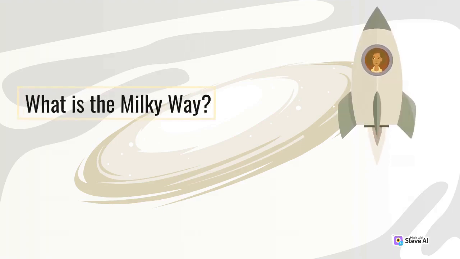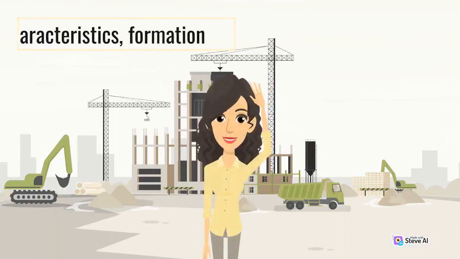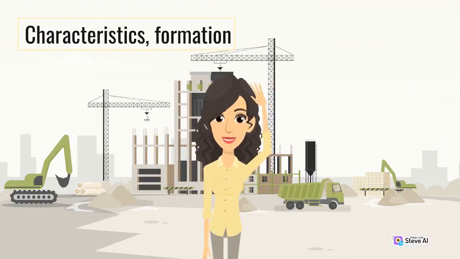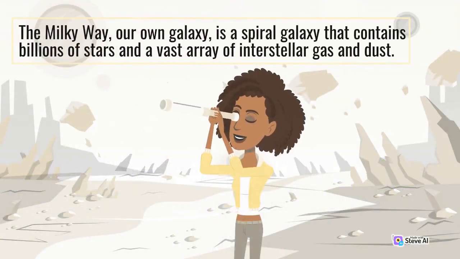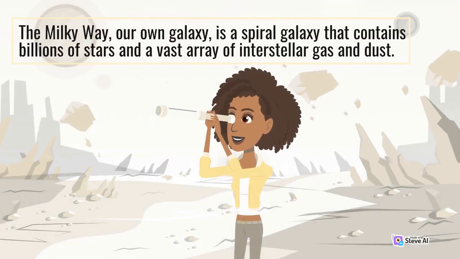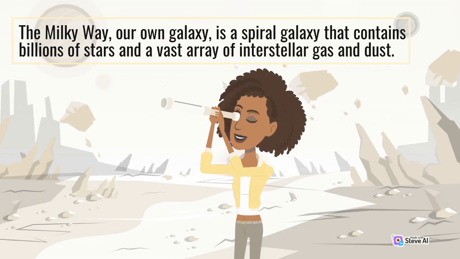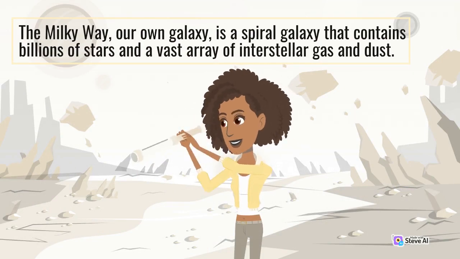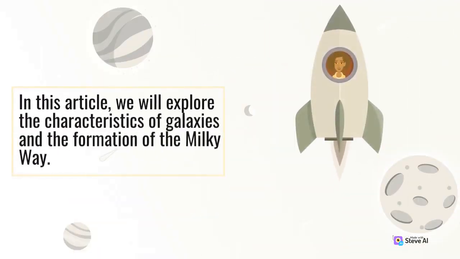What is the Milky Way? Characteristics, formation. The Milky Way, our own galaxy, is a spiral galaxy that contains billions of stars and a vast array of interstellar gas and dust. In this article, we will explore the characteristics of galaxies and the formation of the Milky Way.